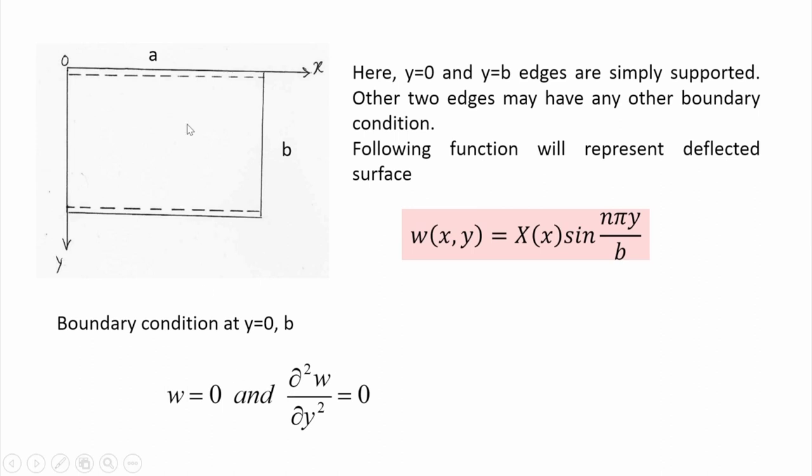So if y is equal to 0 and y is equal to b are simply supported, we get w is equal to 0 and del square w by del y square equal to 0. This term is coming from the bending moment expression, because when we write the bending moment expression, it will contain the summation of two curvatures multiplied by the flexural rigidity of the plate.